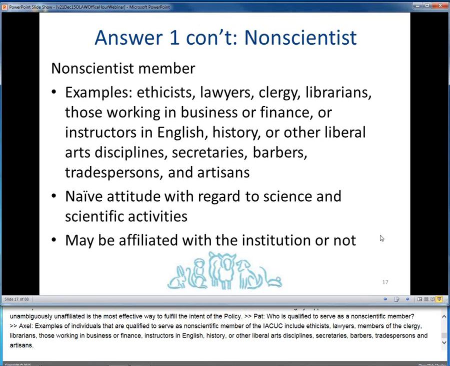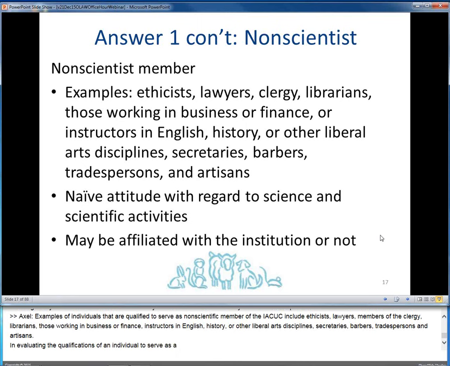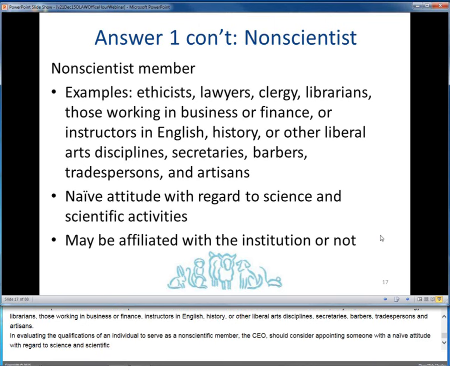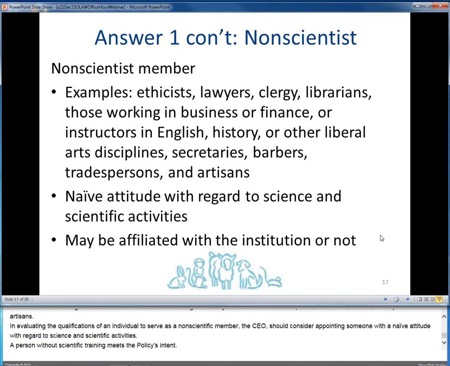and artisans. In evaluating the qualifications of an individual to serve as a non-scientist member, the CEO should consider appointing someone with a naive attitude with regard to science and scientific activities. A person without scientific training meets the policy's intent. The non-scientist may be affiliated with the institution, but is not required to be.